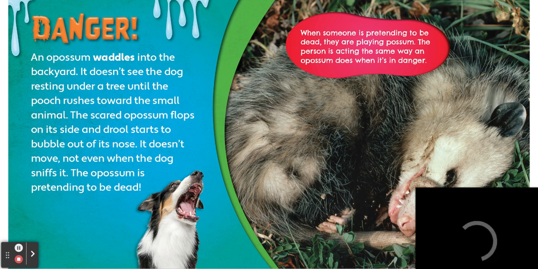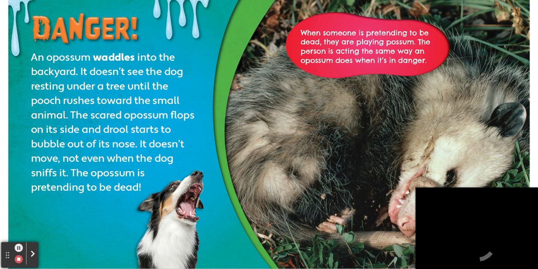Danger! A possum waddles into the backyard. It doesn't see the dog resting under a tree until the pooch rushes towards the small animal. The scared possum flops on its side and drool starts to bubble out of its nose. It doesn't move, not even when the dog sniffs it. The opossum is pretending to be dead. So that's one of their defenses right there, is pretend to be dead.